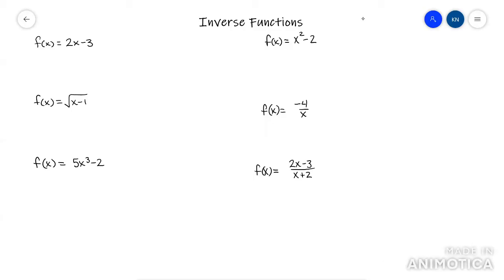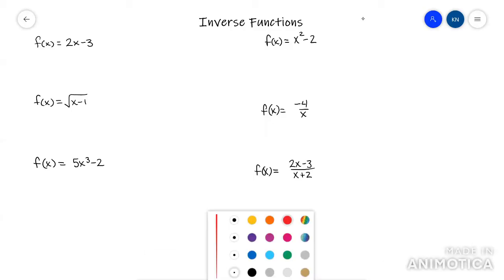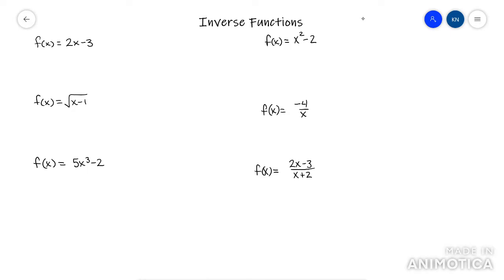All right, this video is going to go over inverse functions and how to solve them. Basically, an inverse function works by switching x and y and then solving. I guess I can just say solve for y equals. So let me show you what I mean.